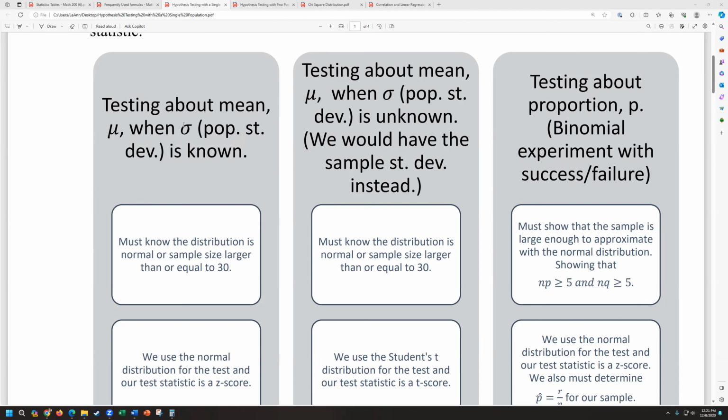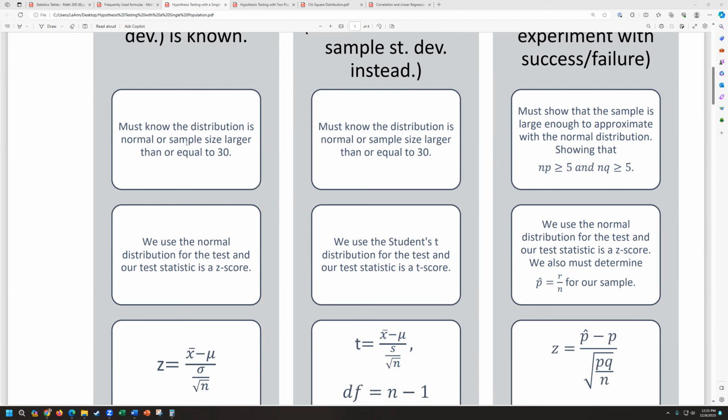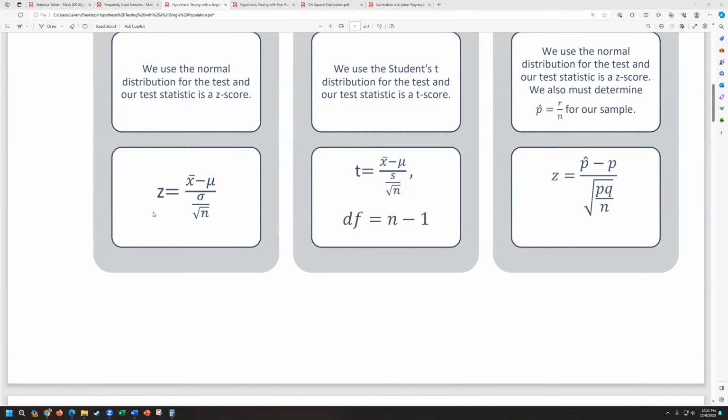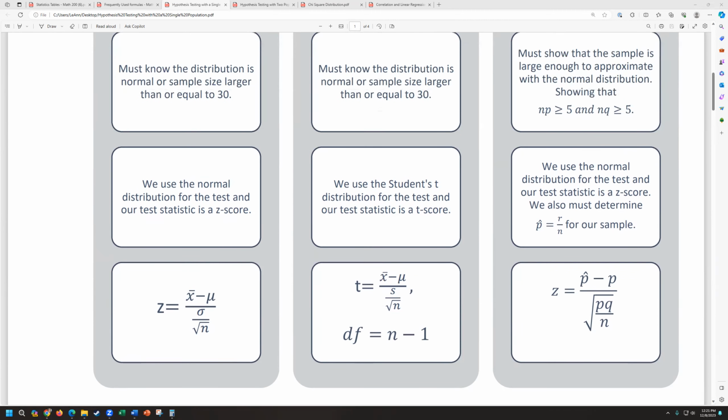So if we look at the first case, where I know my population standard deviation, here are the things that you must know to proceed. We must know that the distribution of our original set of data is normal, or if we have a sample size larger than or equal to 30, then we can use the central limit theorem and go ahead and proceed. We use the normal distribution for the test, and our test statistic is a z-score. This is the formula for calculating that z-score: the sample mean minus the population mean, all over the standard error, which is the population standard deviation divided by the square root of the sample size. Remember, that was for that X bar sampling distribution.